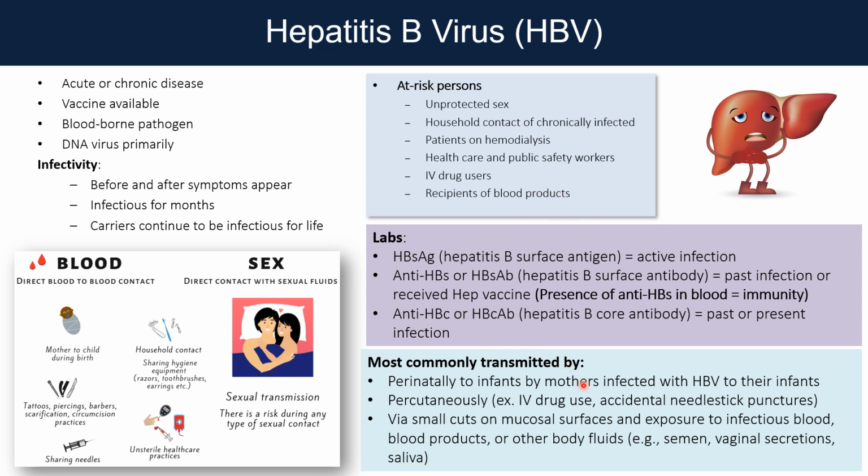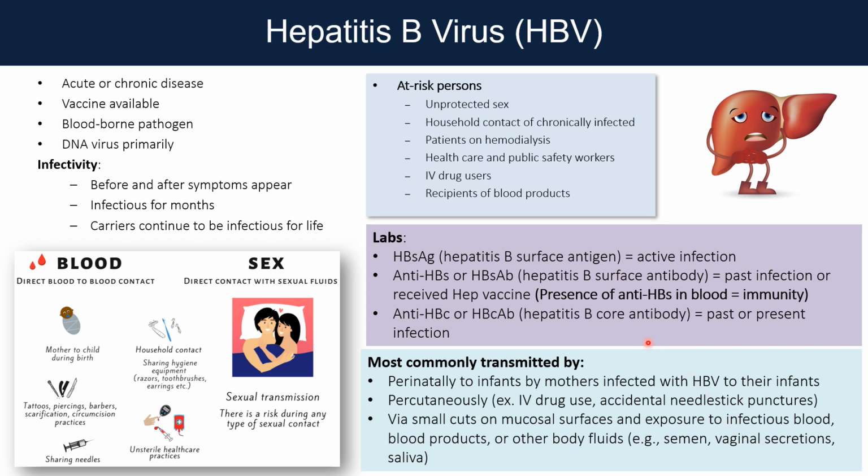So lab-wise, HBsAg shows active infection, anti-HBs shows past infection, or if you had the hepatitis vaccine. And then the anti-HBc shows a past or present infection. This can also be transmitted to infants by mothers who are infected with hepatitis B. Small cuts on mucosal surfaces that are exposed to infectious blood or blood products, and also bodily fluids like semen and vaginal secretions can also transmit hepatitis B.